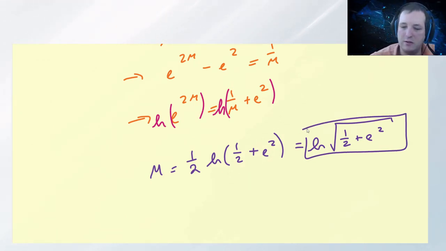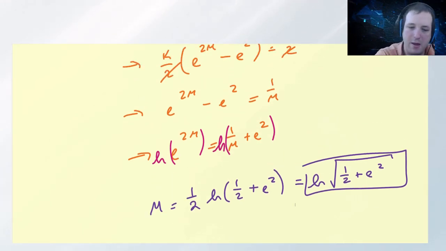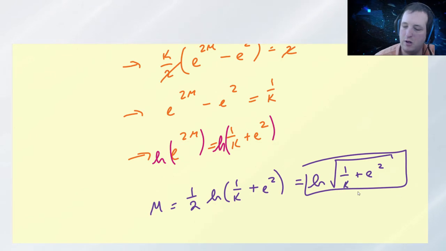Where's my k? I lost my k. That m should be equal to a k. Where'd you go? How'd it turn into that letter? We don't know. So that's dangerous. Don't make simple mistakes like that. All right, so that is the analytical value.